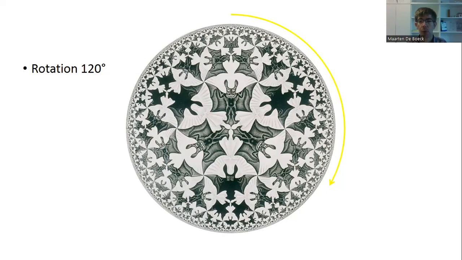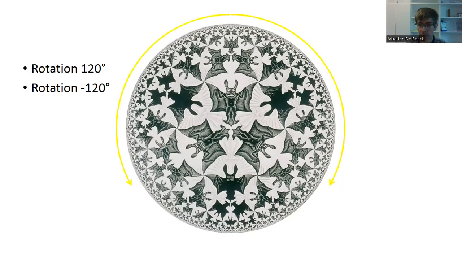So this is a symmetry of the object. It is a rotation over 120 degrees. Are there others? Yes, indeed. Turning counterclockwise, so in this case, a rotation over minus 120 degrees, as mathematicians would say, is indeed also a symmetry of this object.